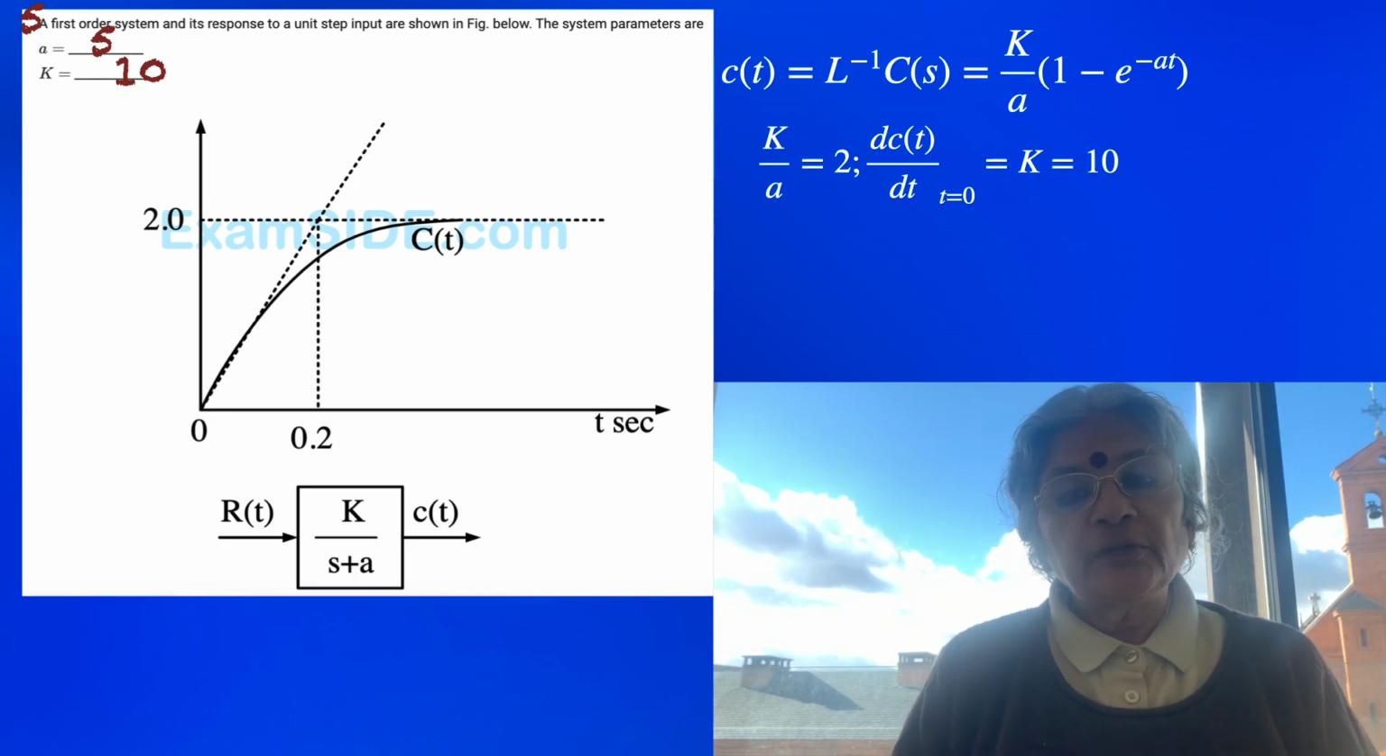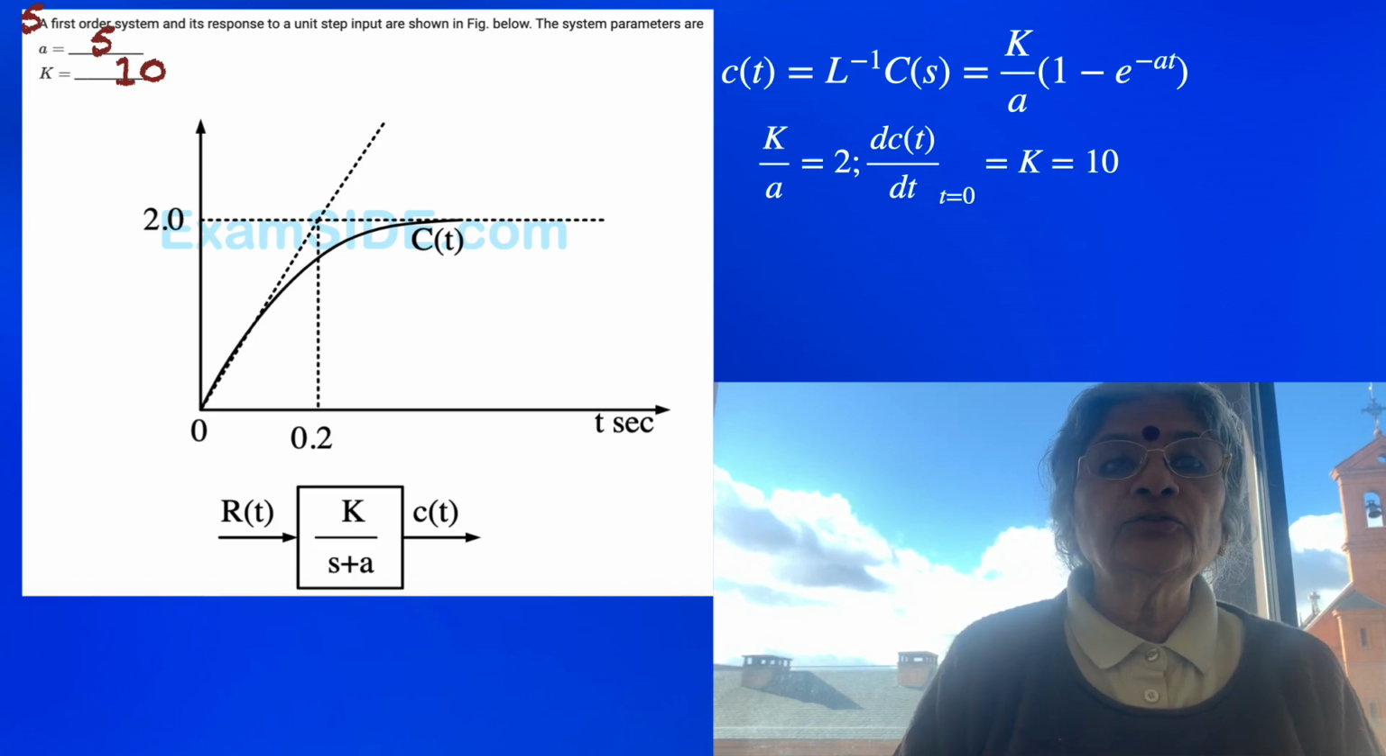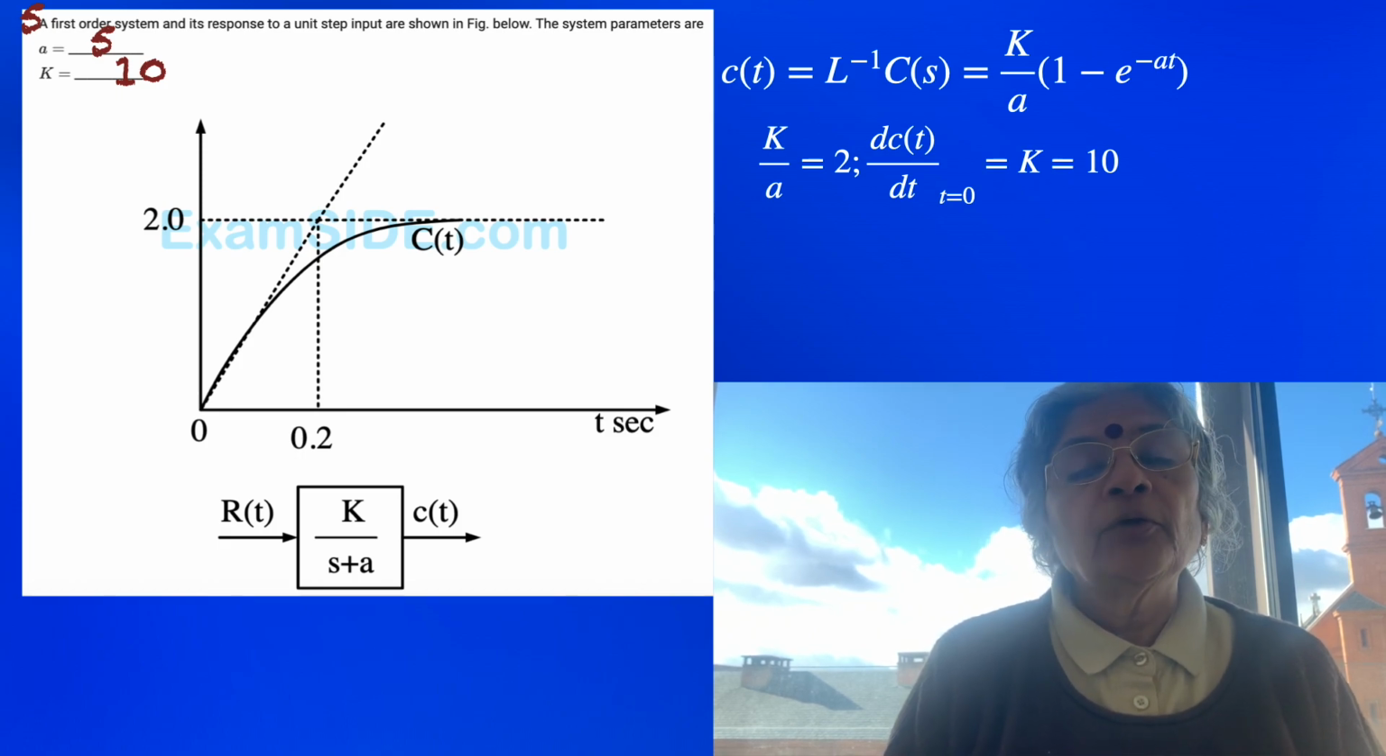And others, of course, when you take the differential at t equal to 0, you have a slope given by 2 by 0.2, or 10. So that's equal to dc(t) by dt at t equal to 0.